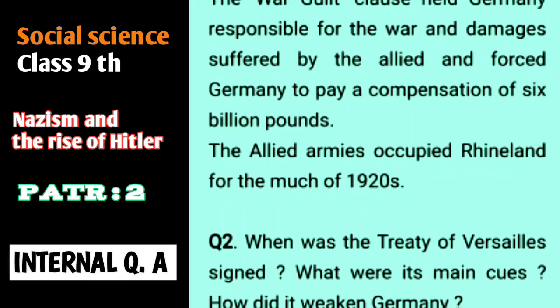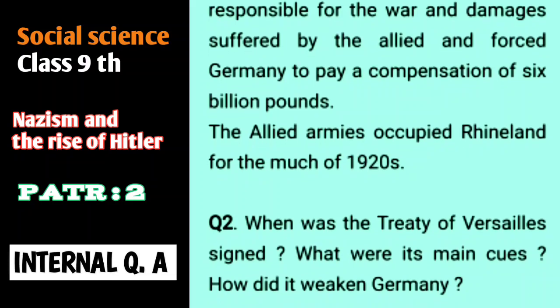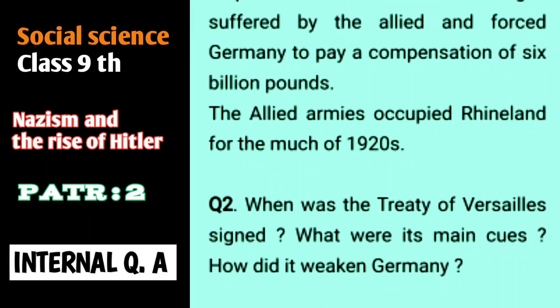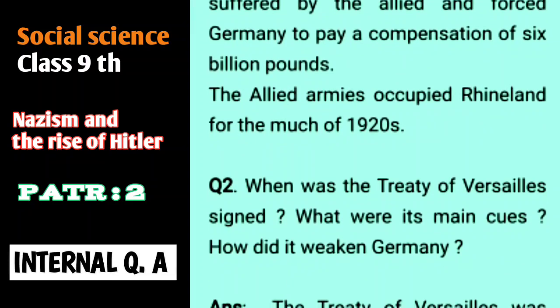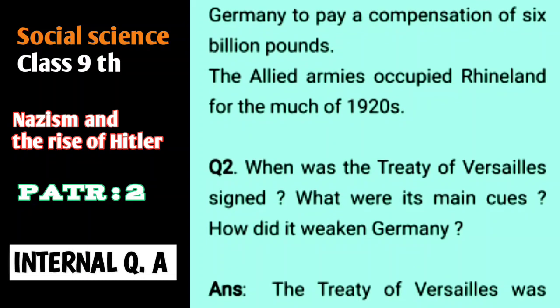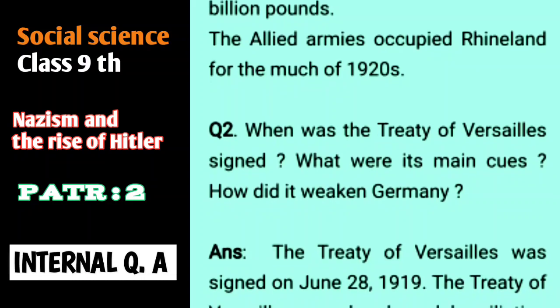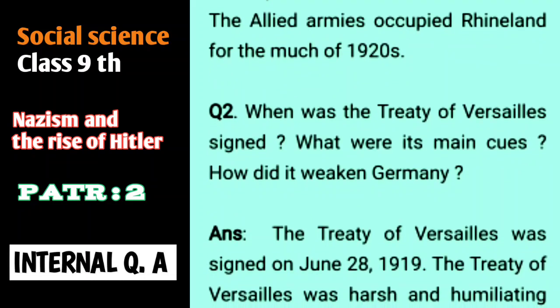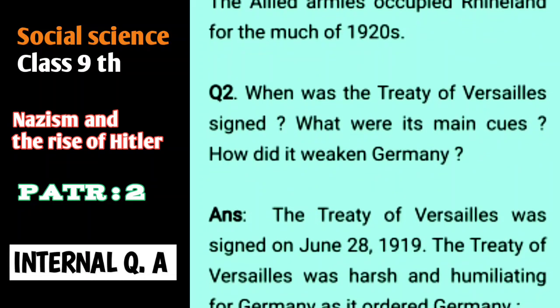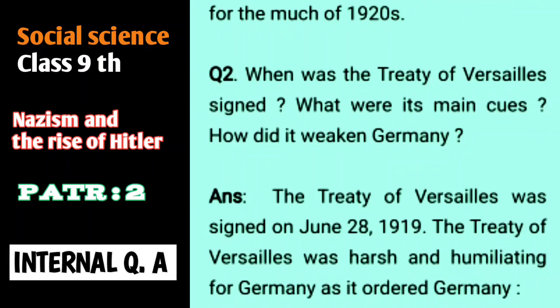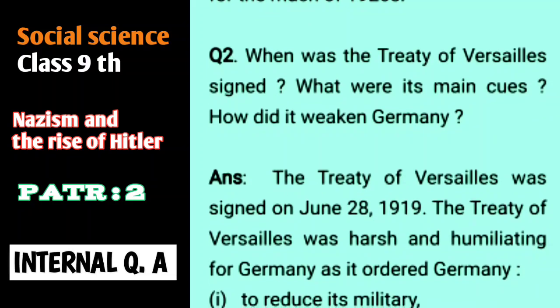the 1920s. Dear students, the second important question is, when was the Treaty of Versailles signed? What were its main causes? How did it weaken Germany? Your answer should be like this. The Treaty of Versailles was signed on June 28, 1919.